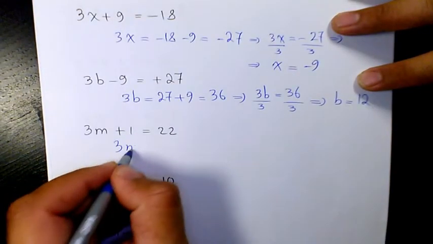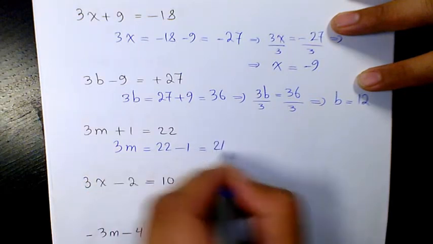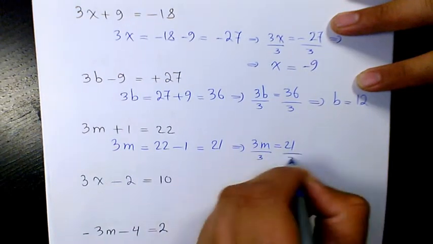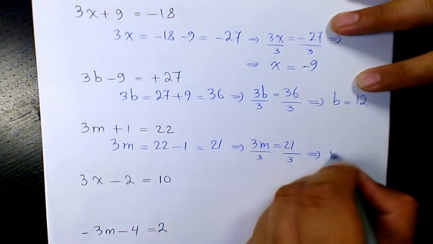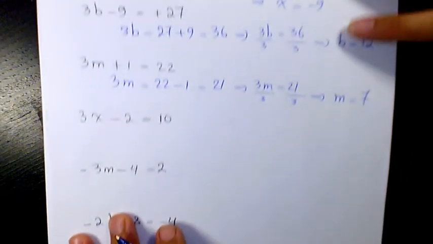So we have 3b on the left hand side and 1 to the right hand side. 22 minus 1 is going to be 21. So we have 3m equals to 21. I need to divide both sides by 3. 3m divided by 3 is going to be m. 21 divided by 3 is going to be 7. So m equals to 7.